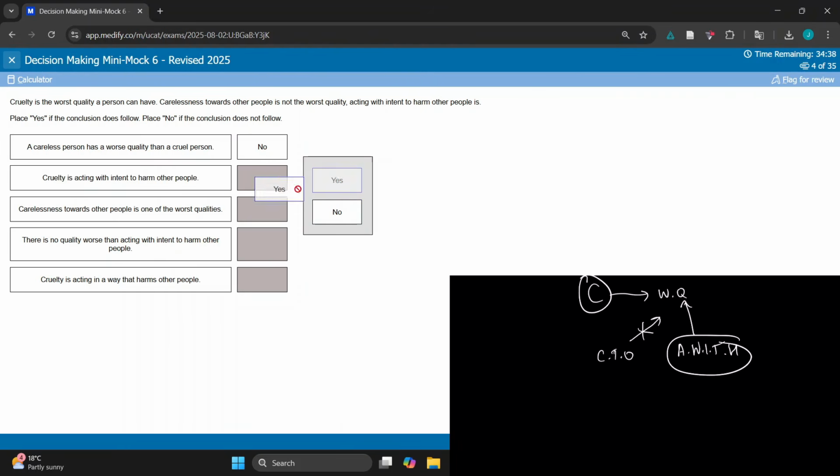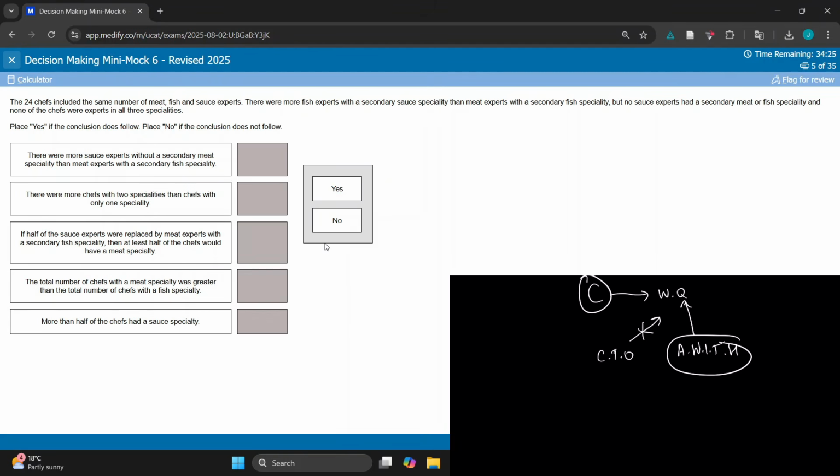No. Cruelty is acting with intent to harm other people. Yes. Carelessness is one of the worst. We're not told about that. There's no quality worse than acting with intent to harm other people. Yes. Cruelty is acting in a way that harms other people. It's the intent to harm other people. Okay, I'm going to skip this one as well.